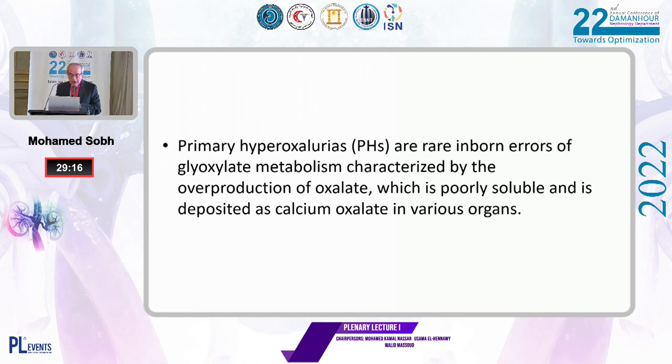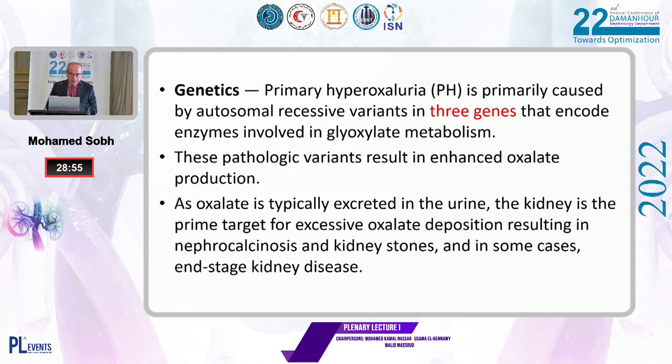First, we know that primary hyperoxaluria or oxalurias are rare inborn errors of glyoxylate metabolism characterized by the overproduction of oxalate, which is poorly soluble and is deposited as calcium oxalate in various organs, not only the kidney.